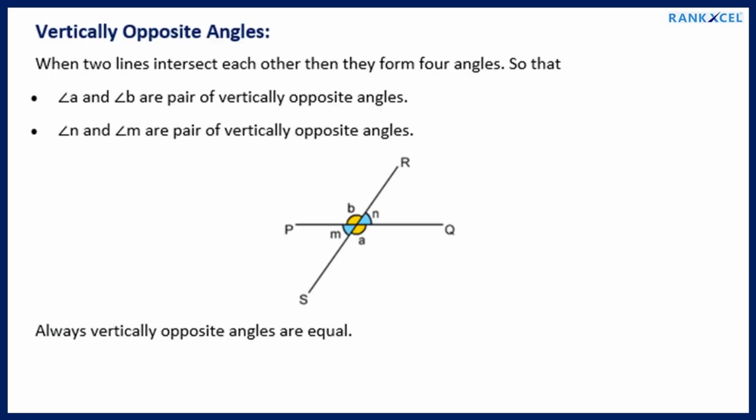Vertically opposite angles. When two lines intersect each other, they form four angles. So angle A and angle B are a pair of vertically opposite angles. Angle N and angle M are a pair of vertically opposite angles. Vertically opposite angles are always equal.